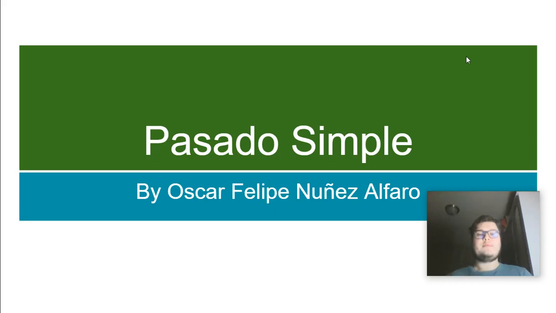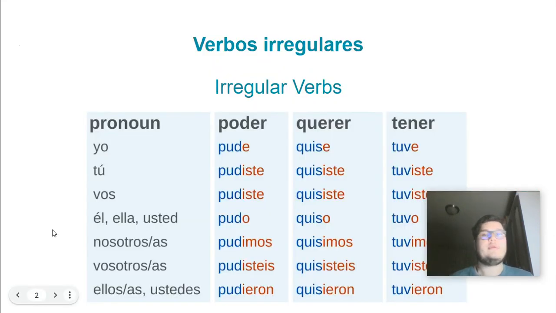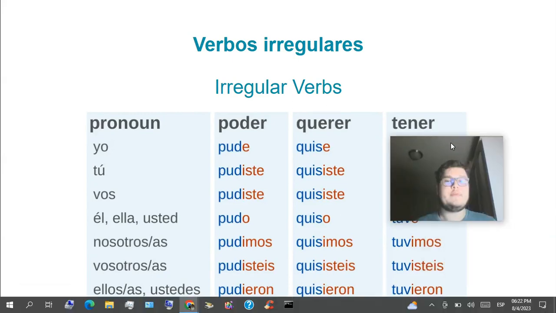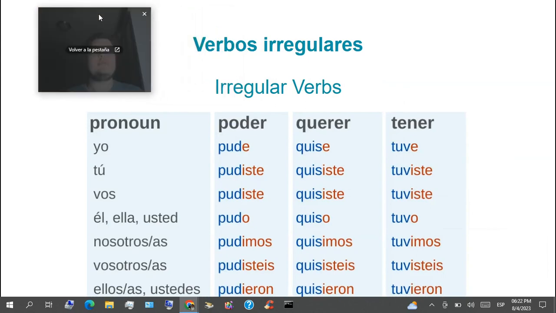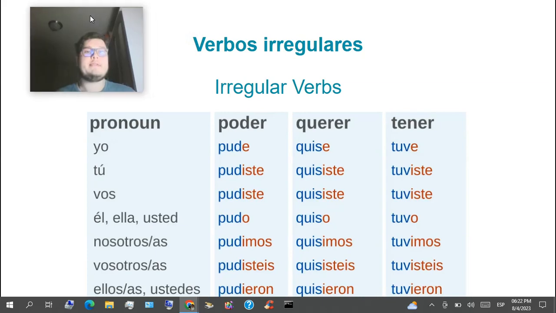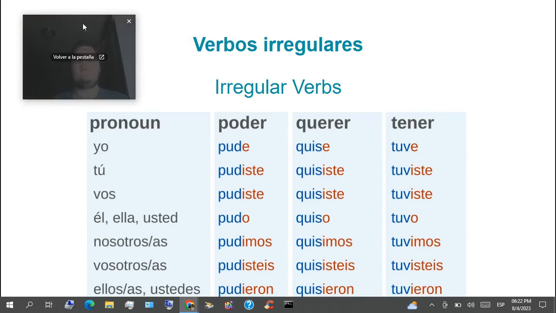Well, guys, today we are going to talk about the simple past in Spanish. We call it Pasado Simple. So, the first template, as you can see, we're going to talk about these verbs. Irregular verbs. Remember, these are exceptions, or you have to memorize each case because we don't have a simple rule to follow in all cases. So, you have to memorize this, okay?